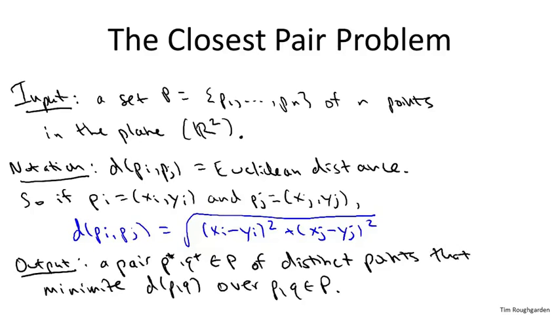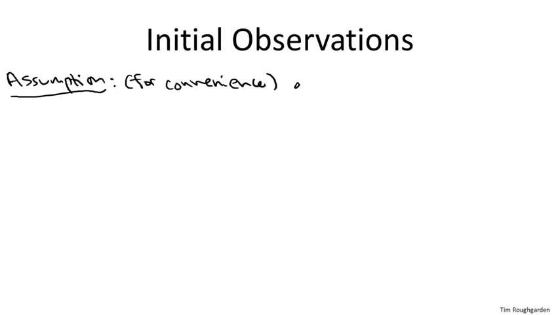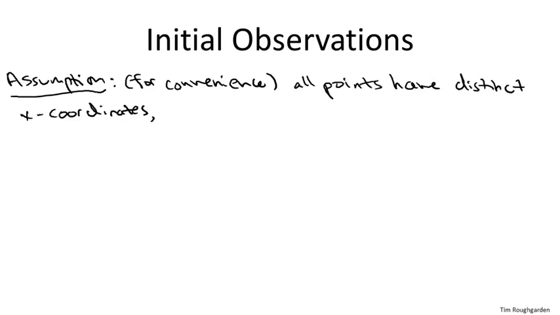Next, let's start getting a feel for the problem by making some preliminary observations. First, I want to make an assumption, purely for convenience, that there's no ties. So that is, I'm going to assume all points have distinct x-coordinates, and also all points have distinct y-coordinates. It's not difficult to extend the algorithm to accommodate ties. I'll leave it to you to think about how to do that.